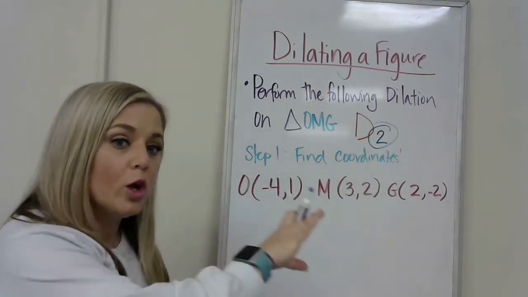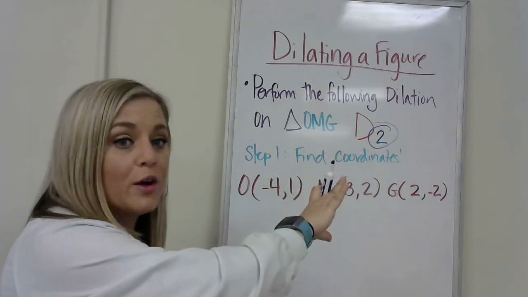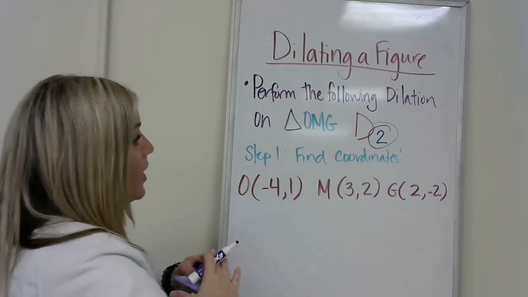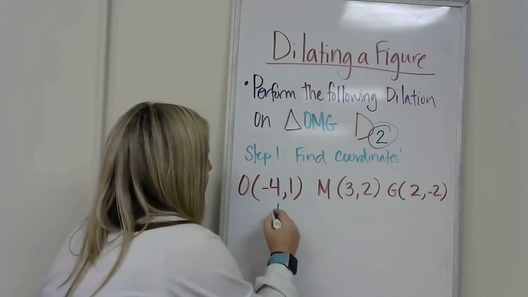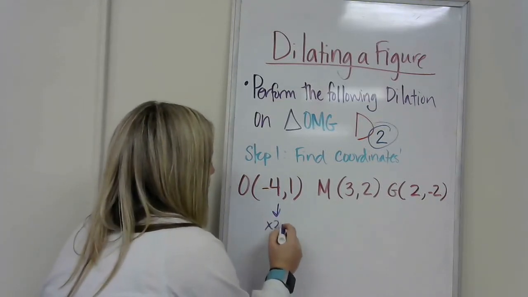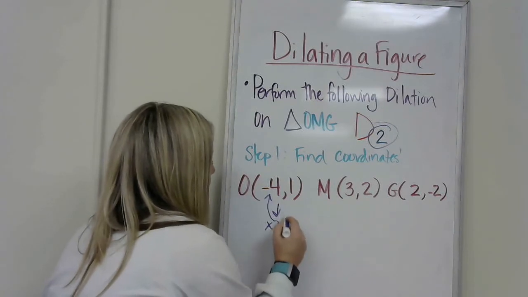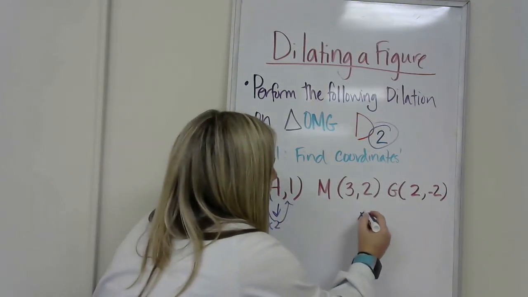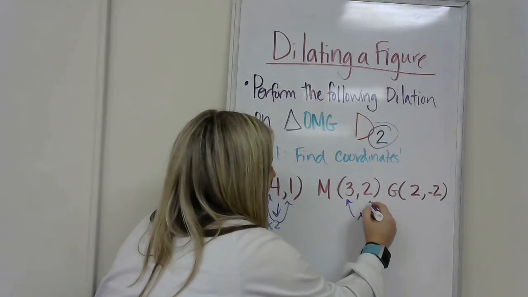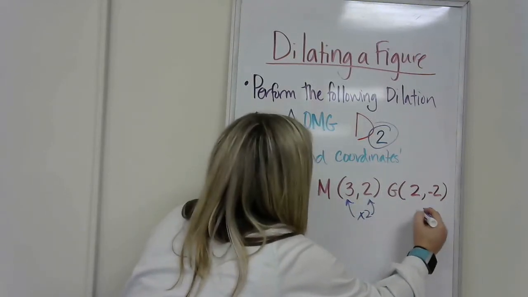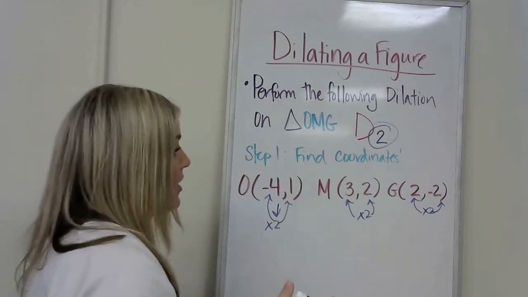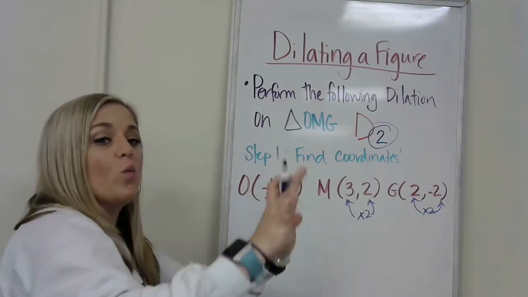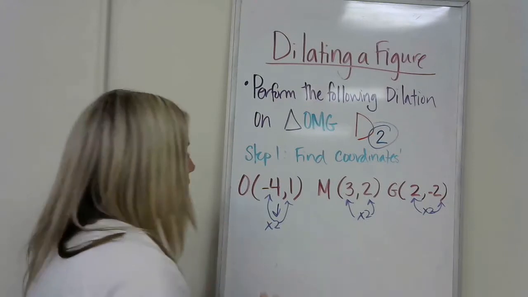All right, so our scale factor right here is 2. We already know that's greater than 1, correct? So our triangle is going to get bigger in this change. So what we do here is we multiply by 2, here and here, because what you do to one side, you have to do to the other side. You have to make it even, okay?